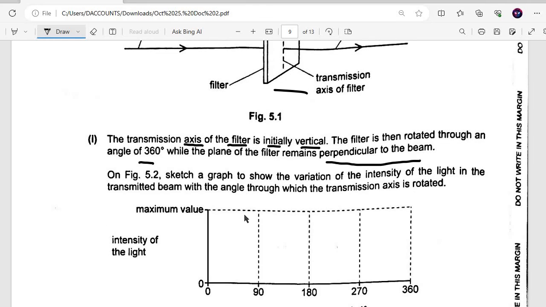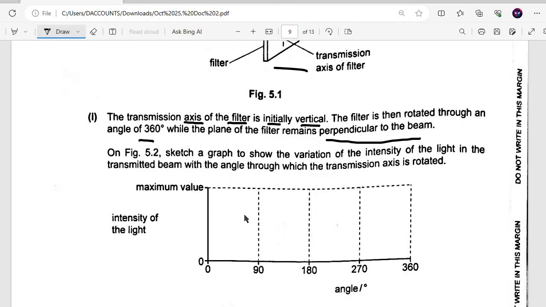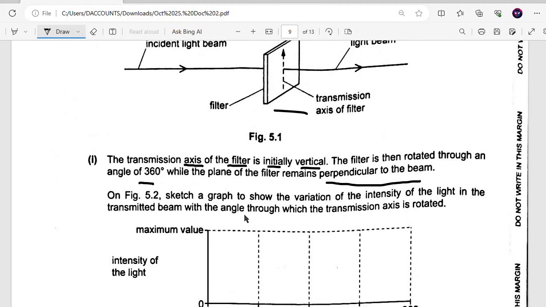Sketch the graph of the intensity of light in the transmitted beam as the transmission axis is rotated. Okay, this is Malus law. The formula is I equals I naught cos squared theta. I naught is the incident intensity, I is the transmitted intensity. So the law is about cosine.